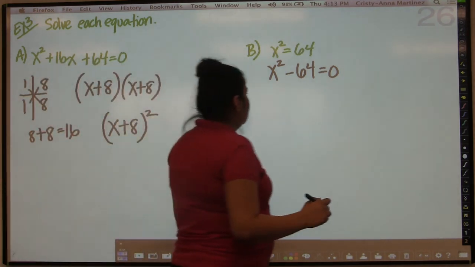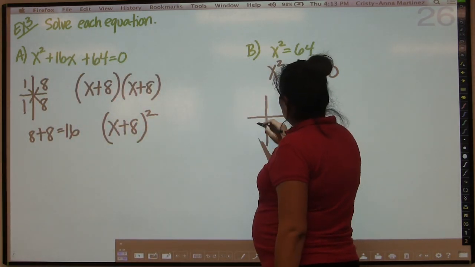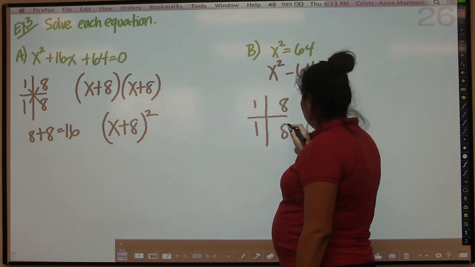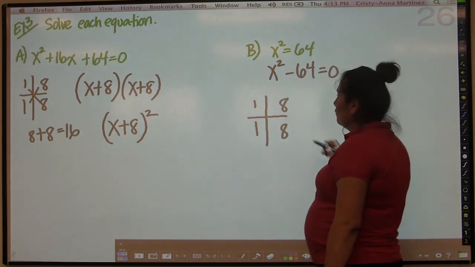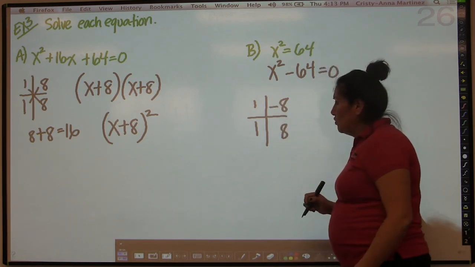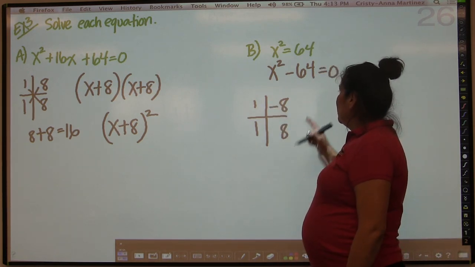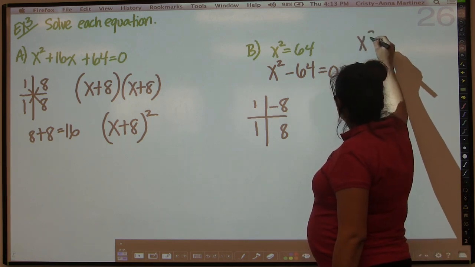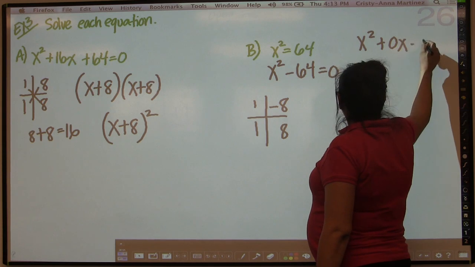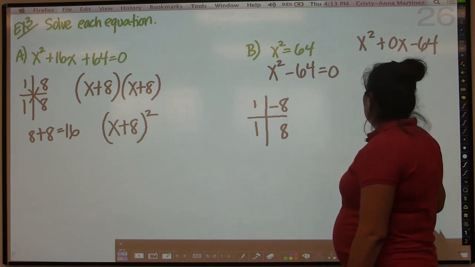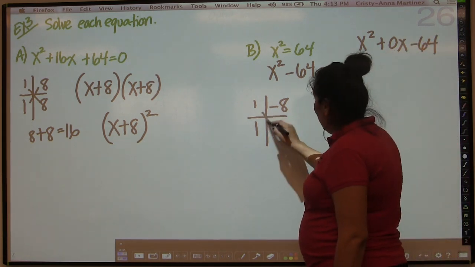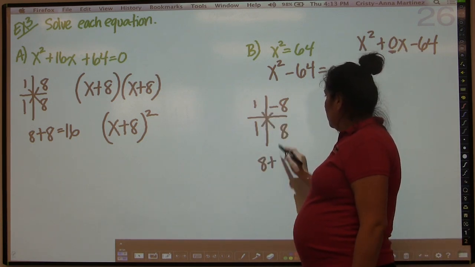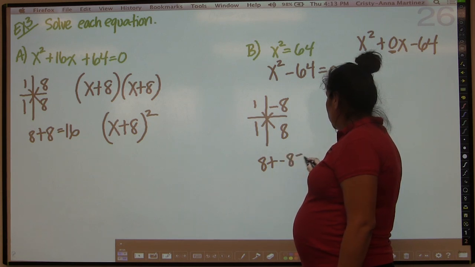And then you have this case where you have 1 and 1, and then you have 8 and 8 because you have 64 again. But this time it's a negative 64, so one of those 8s has to be negative, so you can get a negative 64. And what's interesting about this problem is that the b value is missing. You can actually write x squared plus 0x minus 64 if it makes it easier for you. And what you want is for your diagonals to add up to 0, which they will, because positive 8 and negative 8 will equal 0.